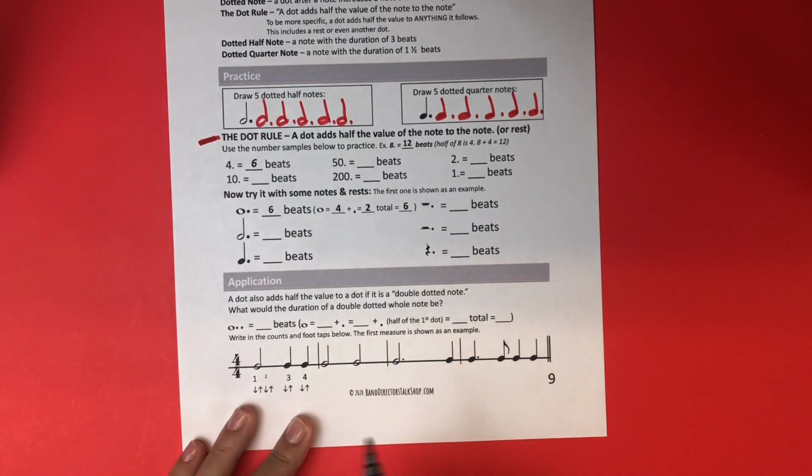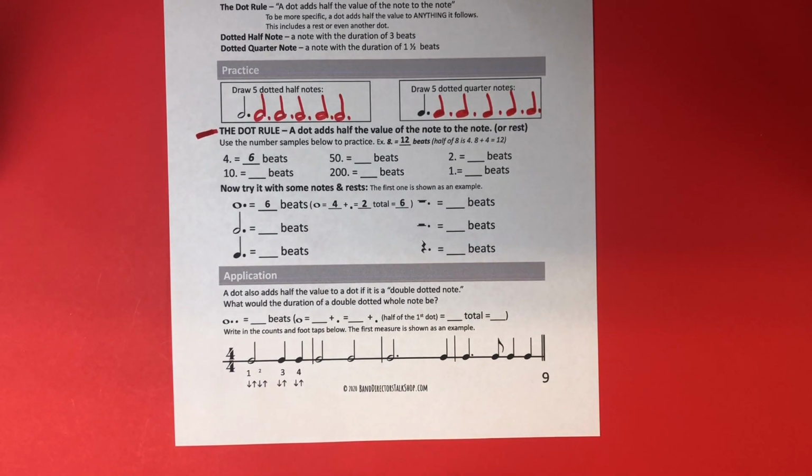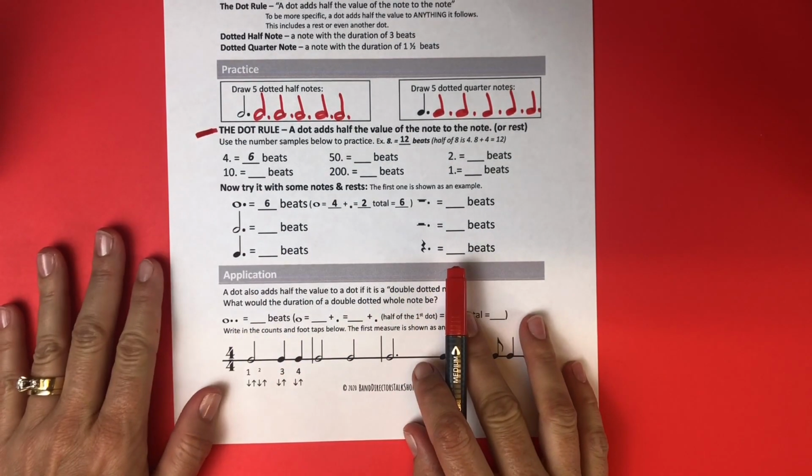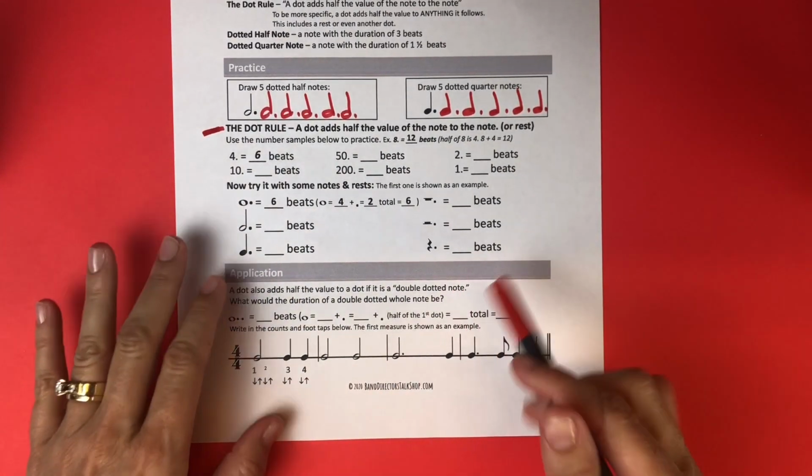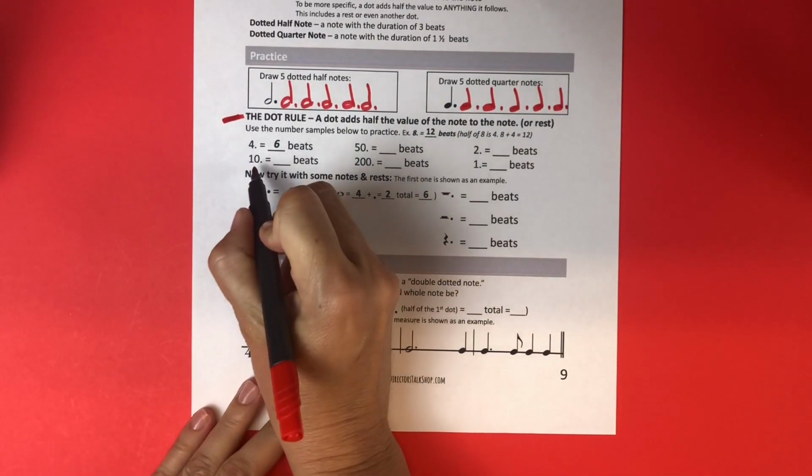Now, I just repeat this again. This dot rule is very important on this worksheet. A dot adds half the value of the note to the note or rest. Now, we're going to do this sample with just numbers, okay? We're not even talking about music at this point. We're just talking about the basic dot rule. It adds half the value to anything it follows.